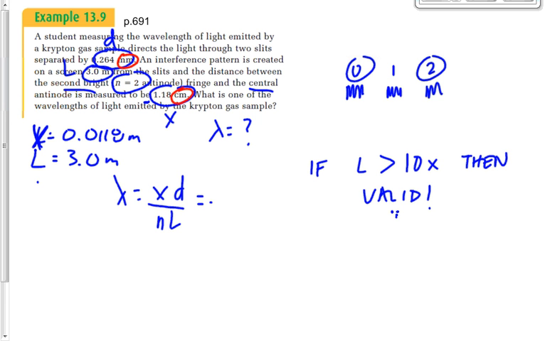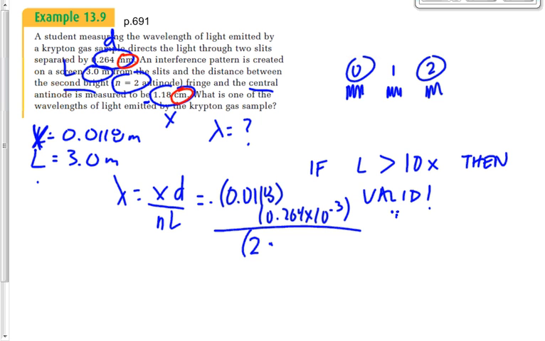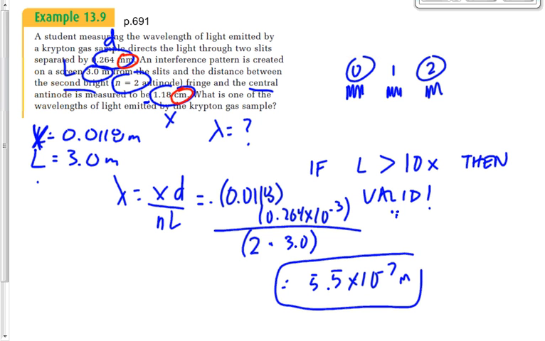Okay, let's do this here. X is going to be equal to 0.0118. D is going to be 0.264 times 10 to the minus 3. N is 2. L is 3.0 meters. What do we get there? Do you think we're probably right? We got a 10 to the minus 7, so yeah, we're probably right there. Is that good?